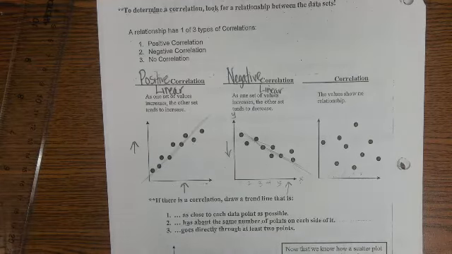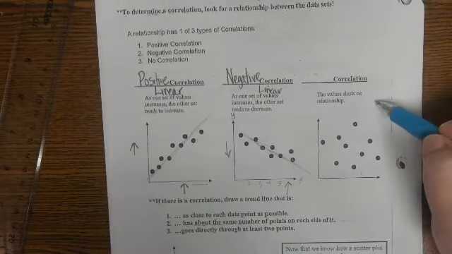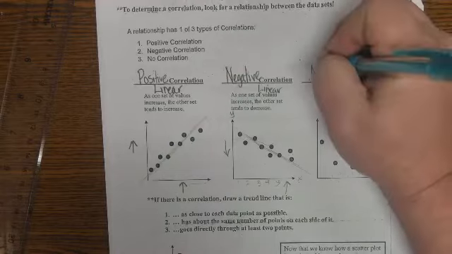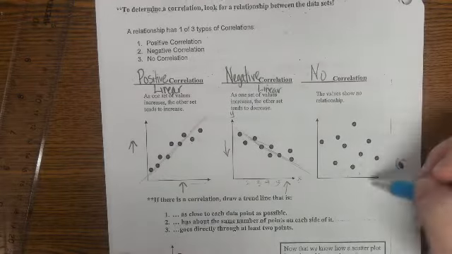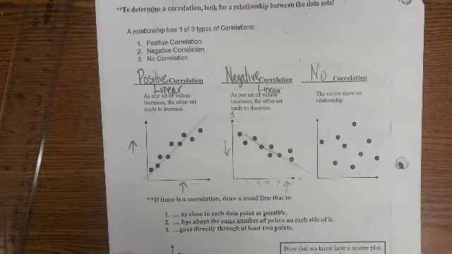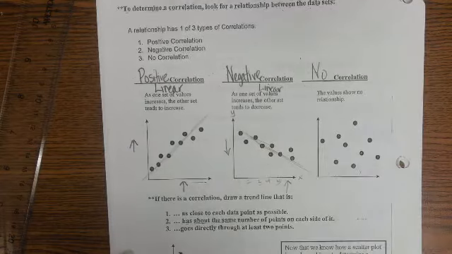It's easier to see. And then we have something called no correlation. The values show no relationship. So it's kind of like just dots all over the place. You really can't make a line out of it in any way, shape, or form. So that's called no correlation.